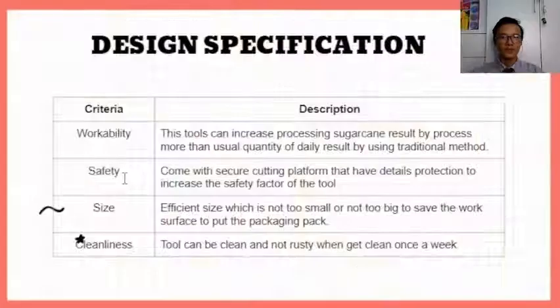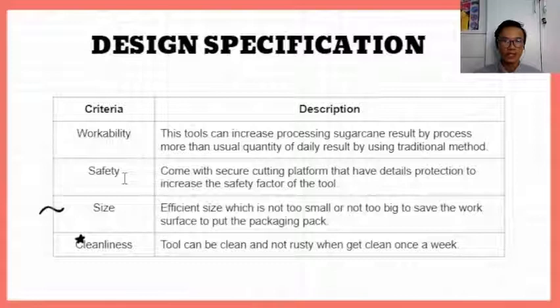Next is design specification. This is some of the criteria of our ECC machine. First is workability. We hope that the machine we are designing can reduce the time taken for cutting the sugarcane. In the previous or traditional way, they can only cut sugarcane one at a time. So we hope that our machine can cut multiple sugarcane at one time.